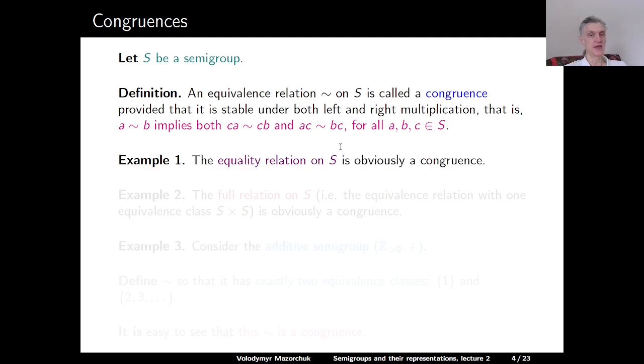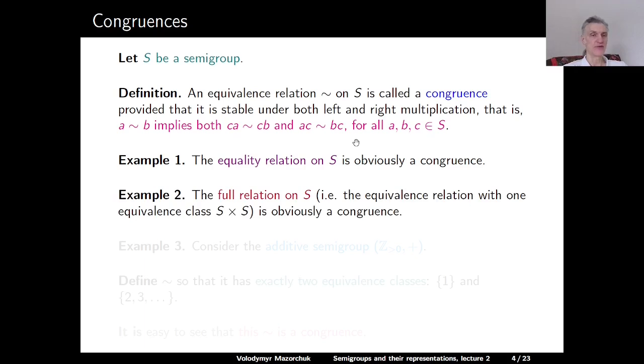Example 1. The equality relation on S is obviously a congruence, because there is nothing to check. Example 2, the full relation on S, so the equivalence relation which has only one equivalence class, which is S, so the relation consists of S times S. This is obviously a congruence.